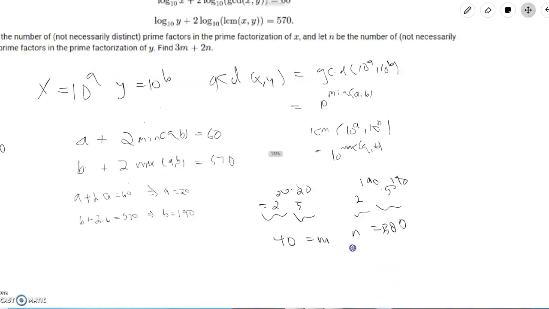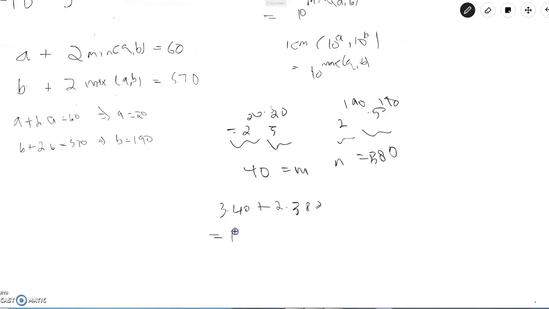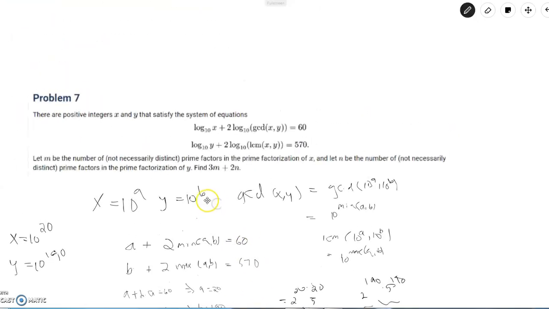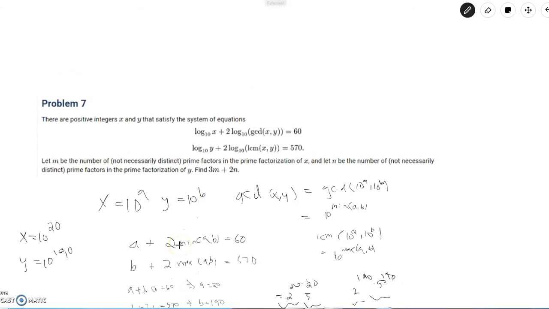So we want to find 3m plus 2n, which is equal to 3 times 40 plus 2 times 380. This comes out to be 120 plus 760, and that is equal to 880. So we find 3m plus 2n equals 880. Scanning over the problem again, we see that there's nothing else that is being asked, so we can put down 880 and we are done.